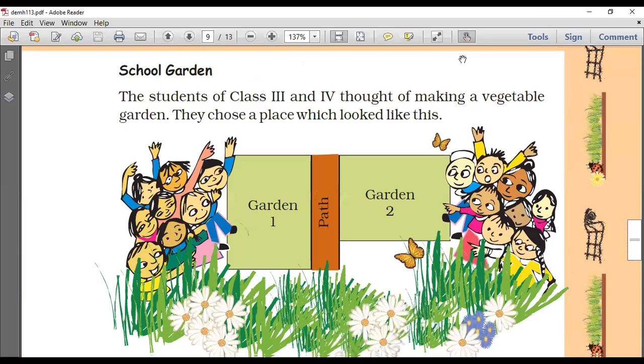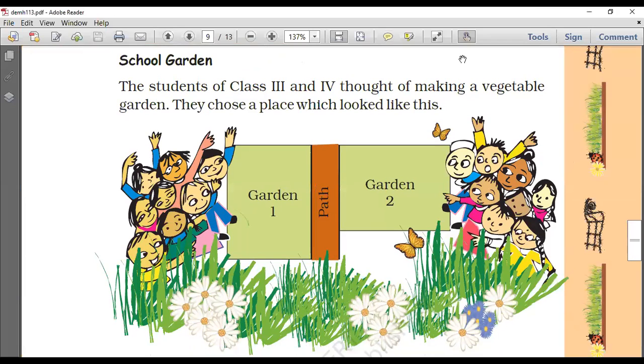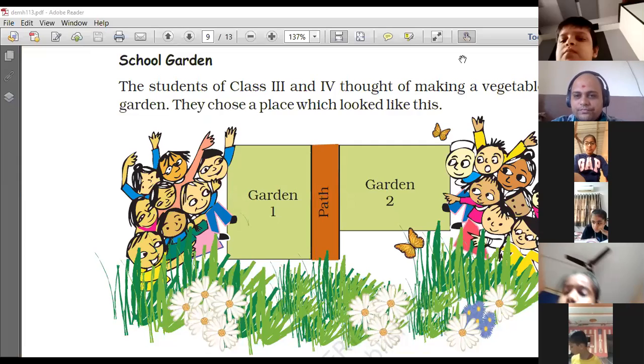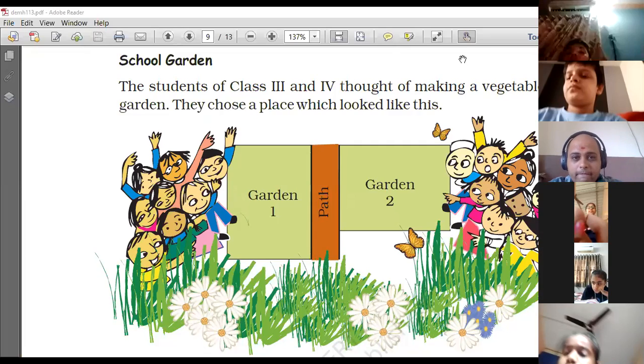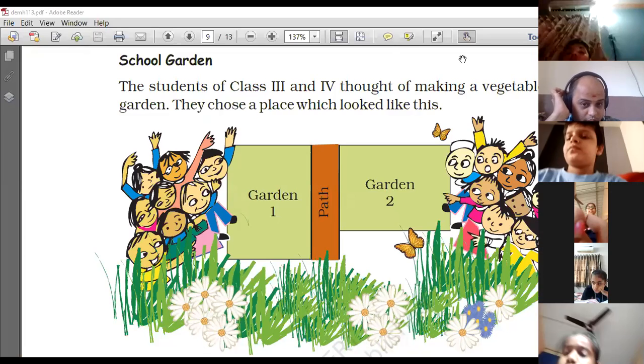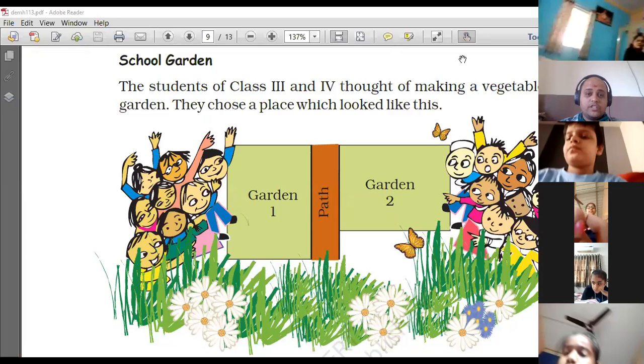Now here, see, there are two different gardens. Can you tell me which one is big and which one is small? Which one is big, which one is small? Garden 1 or garden 2? You can send it in the chat box. Param is saying garden 1. Preet, garden 2. Harnil is saying garden 2. Nisha is saying garden 1.